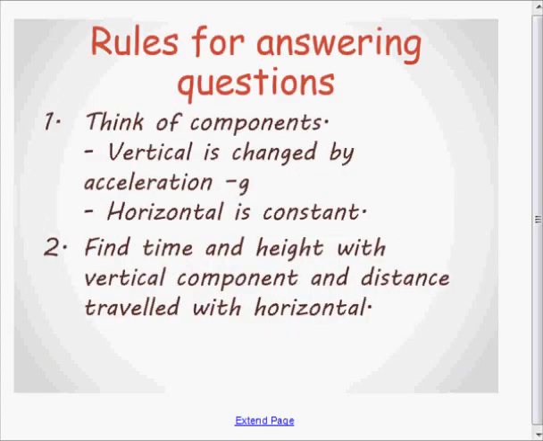Now, when you're answering questions, you've got to think of the components. Vertical is changed by acceleration g, and the horizontal is constant. So you need to find the time and height with the vertical component, and then the distance covered horizontally is based upon the time of flight. So you find the time from the vertical, and then using that, you can find the horizontal distance.